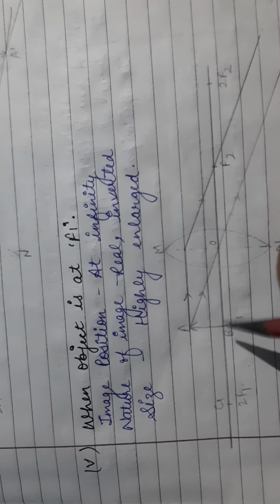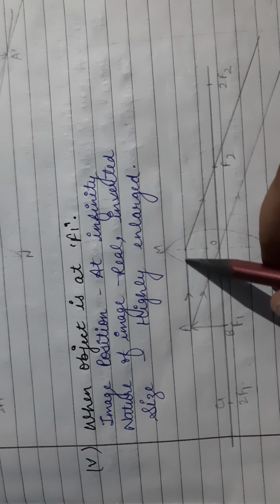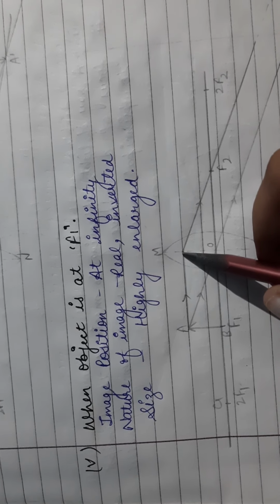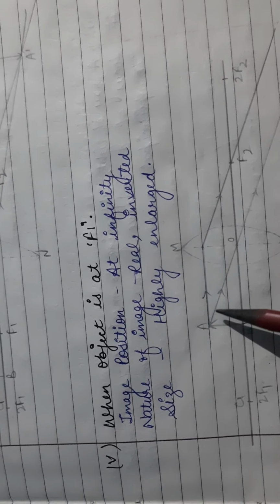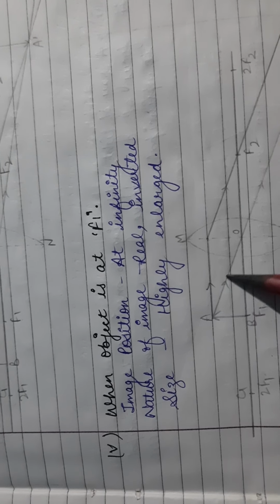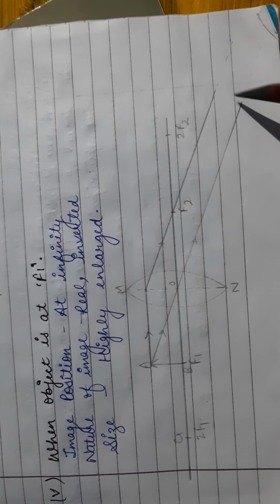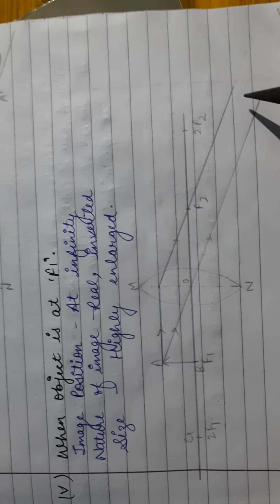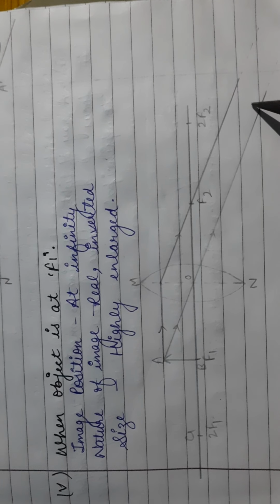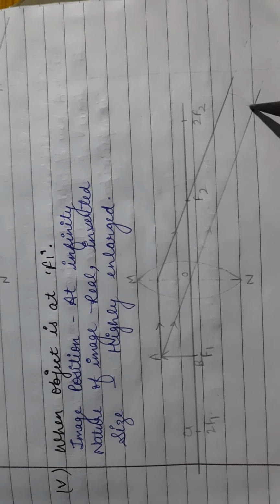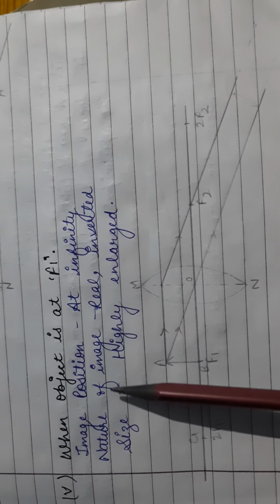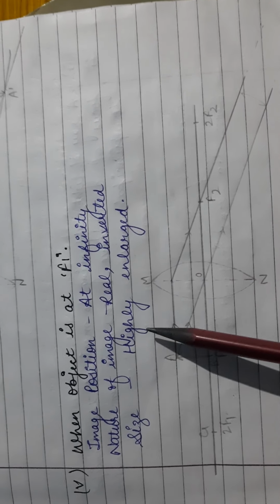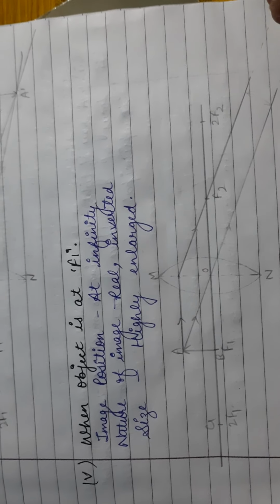First rule, when the ray moves parallel to the principal axis, it will move through the focus. And the second one, same as before, when the ray moves through the optical center, it will move further in that direction. So these rays will never ever intersect each other. They will always be in a parallel position to each other. So that's why the image position will be at infinity and it will be highly enlarged.